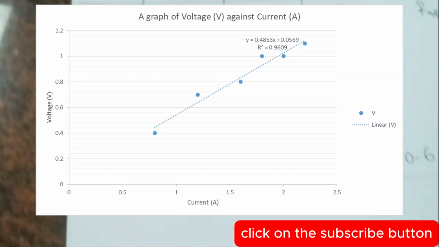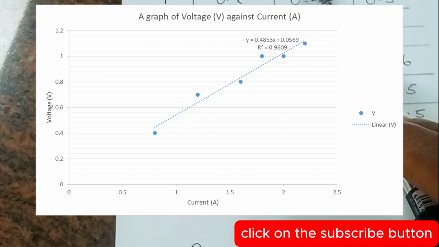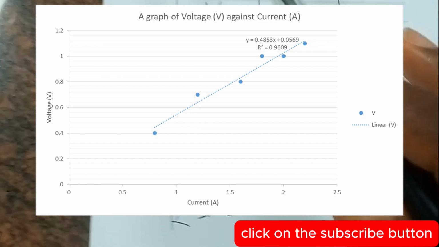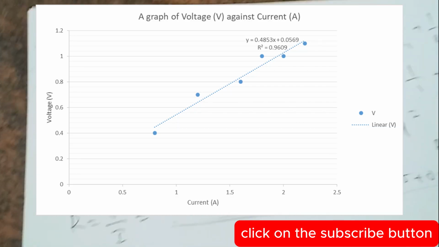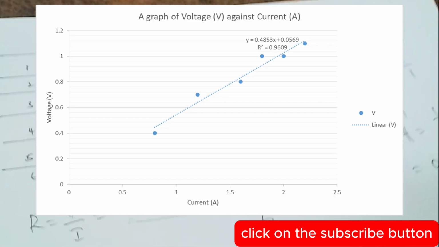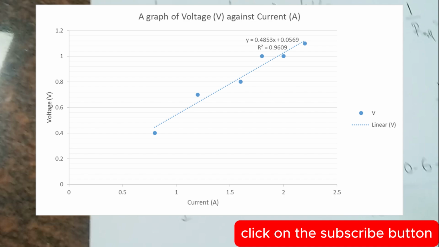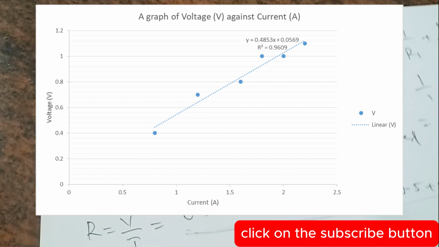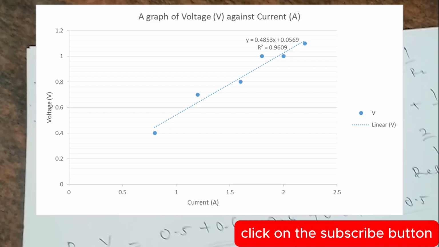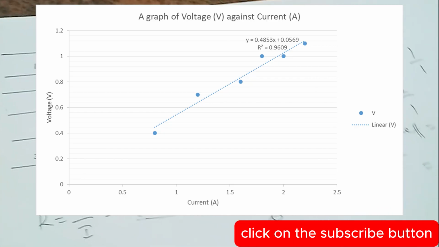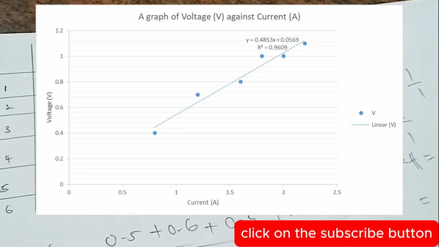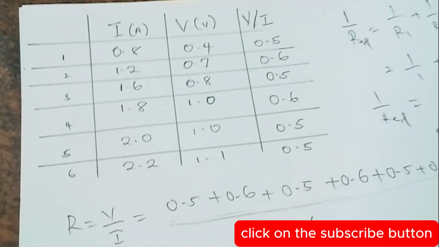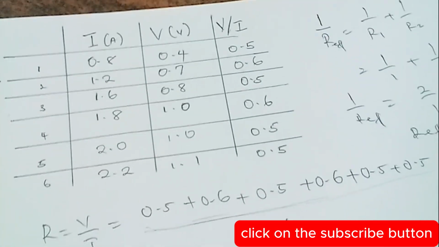The other thing you can do is plot a graph of voltage against current. If you plot voltage against current, we have a straight line graph, just as you can see, because we plotted our graph using Excel. You will see that the slope gives you your effective resistance, which is an approximate value of 0.5. So I believe you have been able to understand how we make our calculations and how we use our practical procedure to check for the combined resistance.